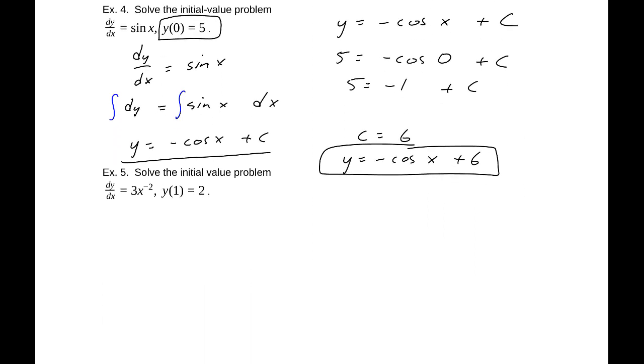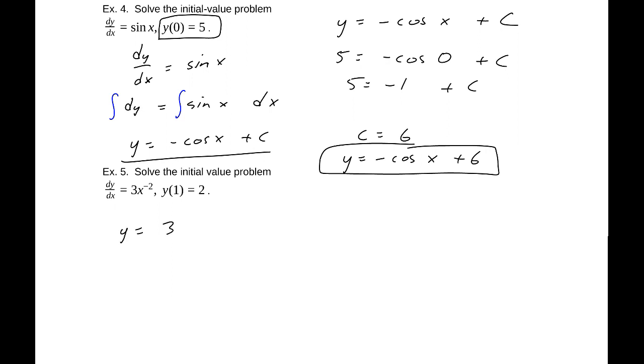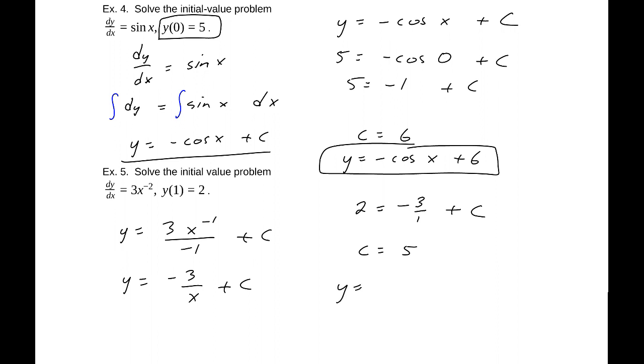All right, next we have solve this initial value problem. Okay, so again, if you notice, we're just going to take the antiderivative of this function here. So that will tell us that y equals 3, and then x to the negative 1 divided by negative 1 from our power rule, plus c. So y equals negative 3 over x plus c. So if we use our initial condition, that is 2 equals negative 3 over 1 plus c, which shows that c is 5. So our particular solution, again, our general solution is here, but our particular solution is negative 3 over x plus 5.